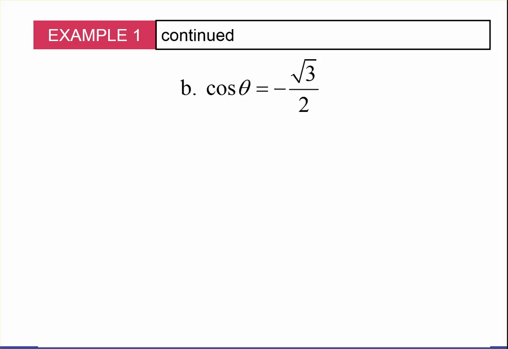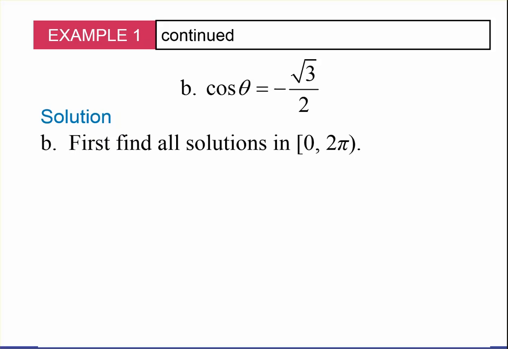Again, we have to limit our domain to 1 full period of cosine. When we limit our domain, we're going to find only solutions in this domain from 0 to 2 pi. In a sense, it's really just 1 full revolution around the unit circle. That's what I'm looking for. So now the question is, what angle gives you a cosine of negative root 3 over 2? Well, we've got to learn something here. When is cosine negative? Which quadrants is cosine negative?